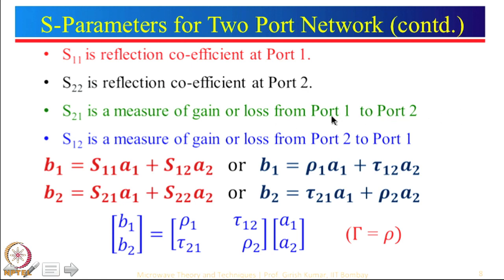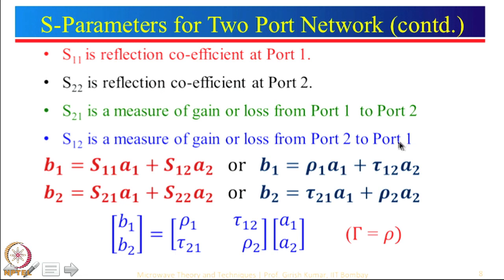So that means if we give an input at port 1, what is the output at port 2? So if it is an amplifier, it will be a gain. If it is some other circuit, it can be attenuator, it can be a power divider, coupler, filter, and so on, that will be then loss. So this is now from port 1 to port 2. The opposite of this is S12, which is a measure of gain or loss again from now port 2 to port 1. So that means now the input is given at port 2 and we are looking at the output at port 1.